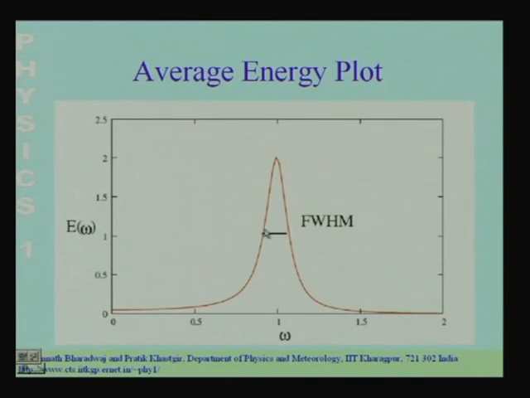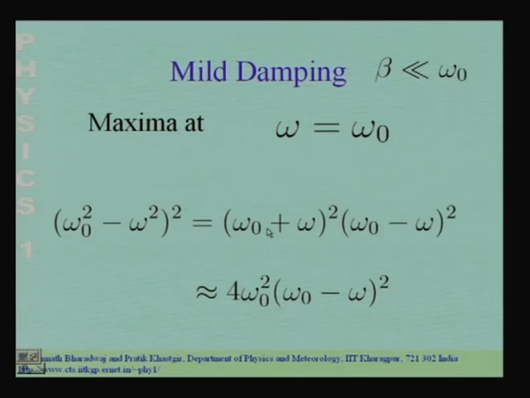So, this is the full width of the curve at the value where it is half the maximum value. This gives you some idea of the width of the curve, and this is what is called the full width at half the maximum value, at the value 1, which is half the maximum value. Let us calculate the full width at half maxima for this particular curve, and we shall do it in the mild damping regime. By mild damping, we mean where the damping coefficient beta is much smaller than the natural frequency omega naught.